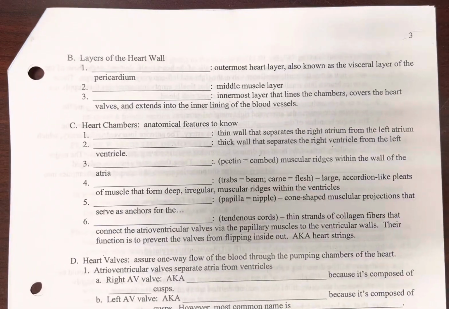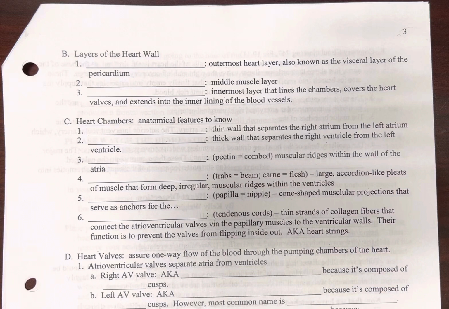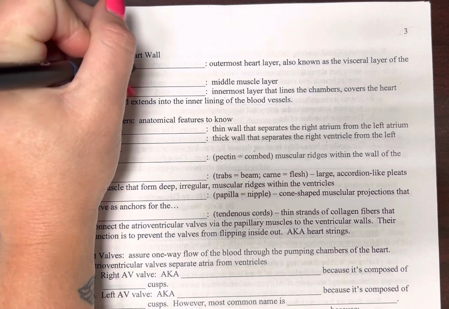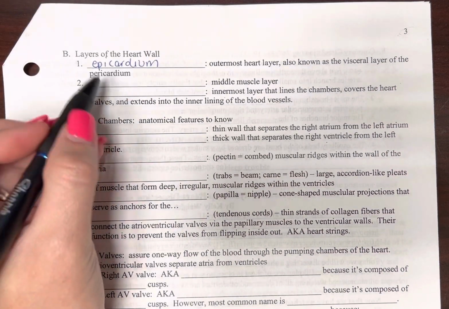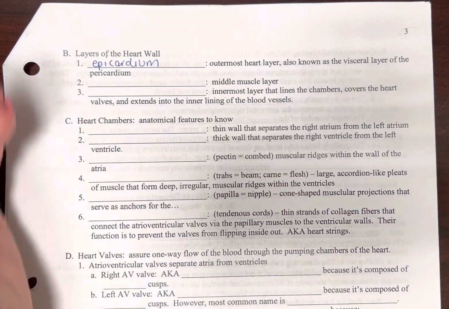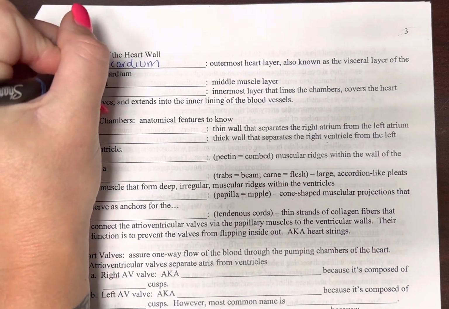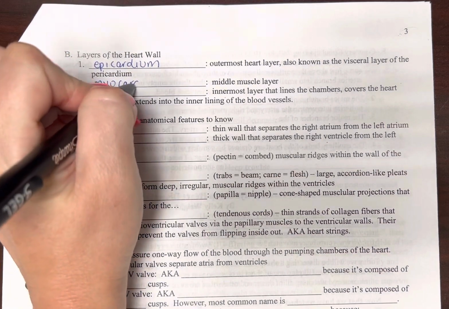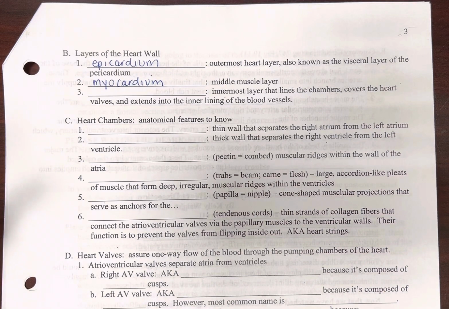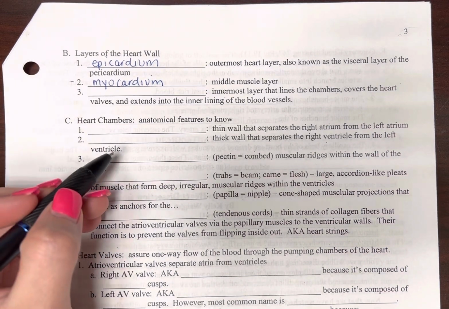Okay, and again, I'll point those out on the model, or you can watch my video where I've already done that. So, layers of the heart wall. We've actually already talked about the epicardium. This is the visceral layer of the pericardium, where it folds back on itself. Then you have the myocardium. This is in the middle, this is where the muscle is. So this is the bulk of the heart tissue.